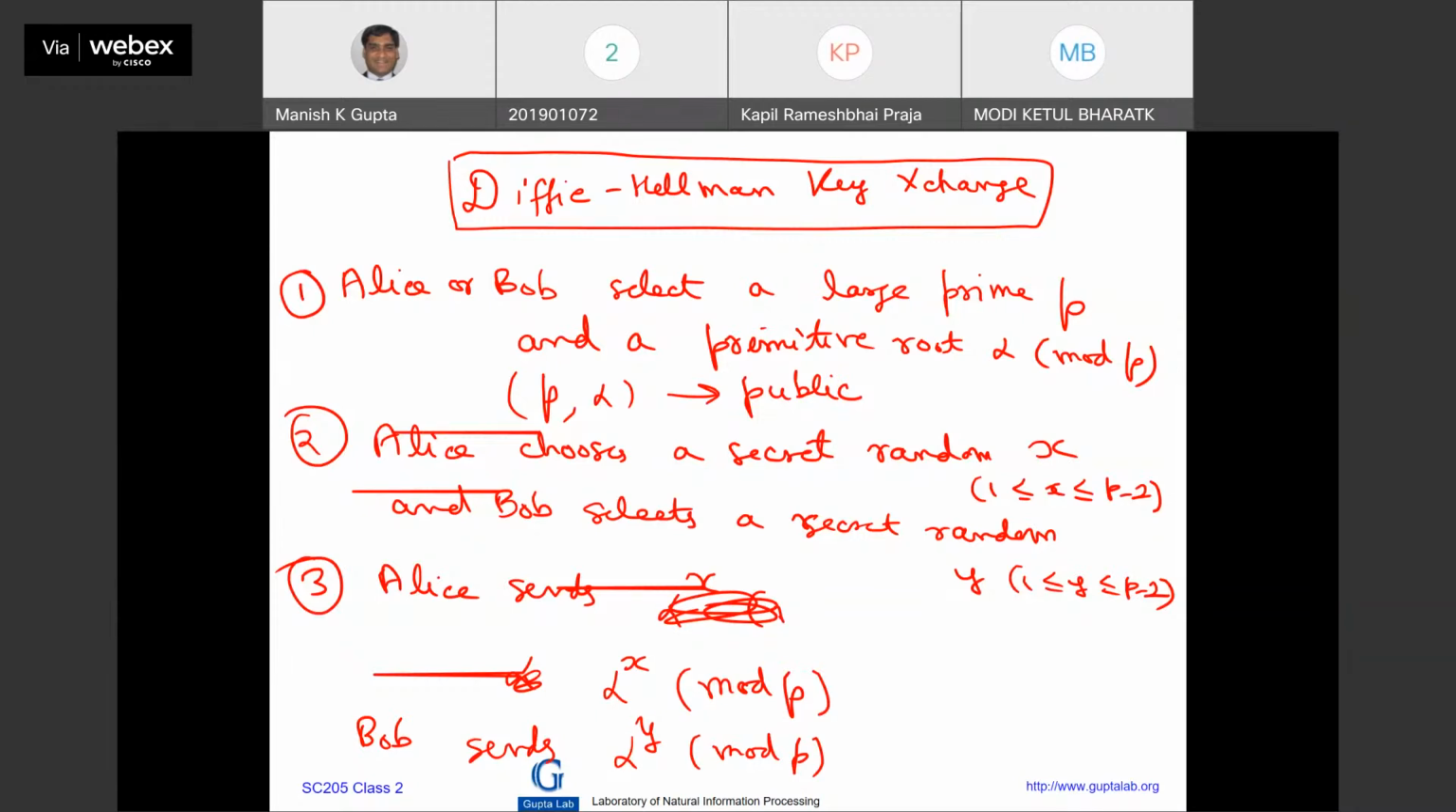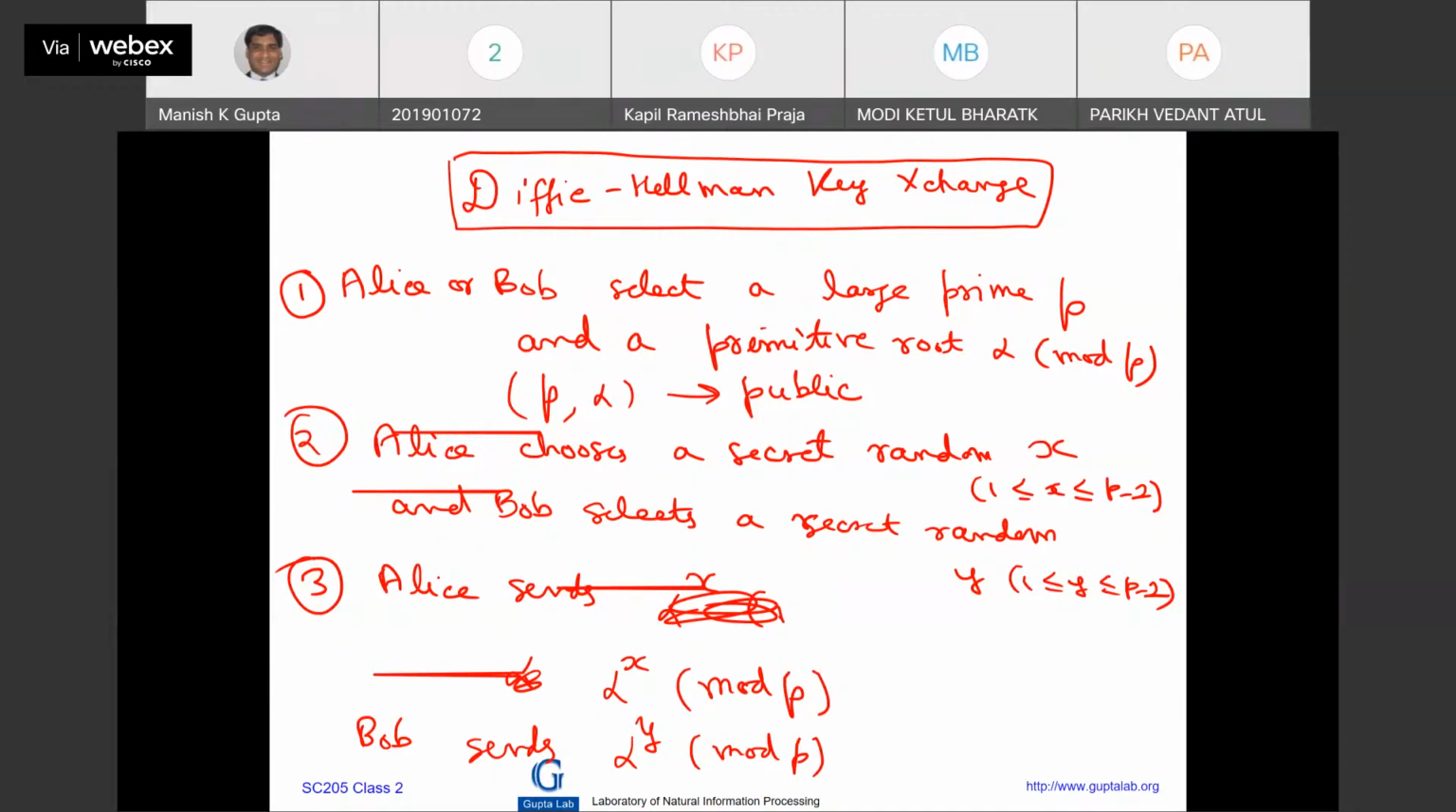Alice sends alpha raised to x, and Bob receives alpha raised to x. So Bob does not know what x is. Similarly, Alice does not know what y is. So it's very simple now. Once Bob receives alpha raised to x, he raises this thing to the power of y. And Alice will raise hers to the power of x, because that is known to them, right? And now they have a common key, right?